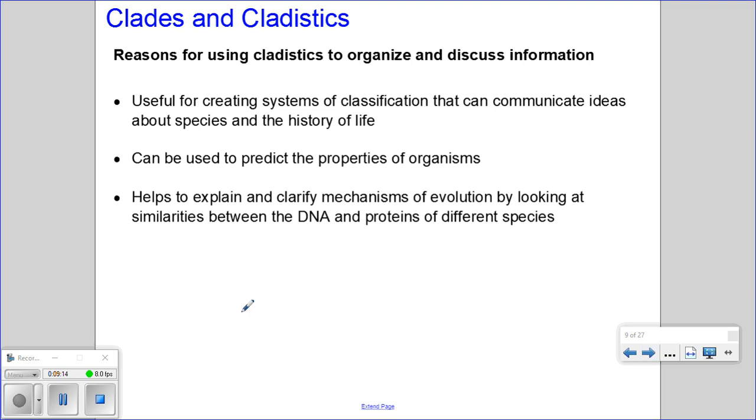Now, there are reasons for using cladistics to organize and discuss information. It can be useful for creating systems of classification that can communicate ideas about species and the history of life, and it can be used to predict the properties of organisms, and it helps to explain and clarify mechanisms of evolution by looking at similarities between the DNA and proteins of different species.